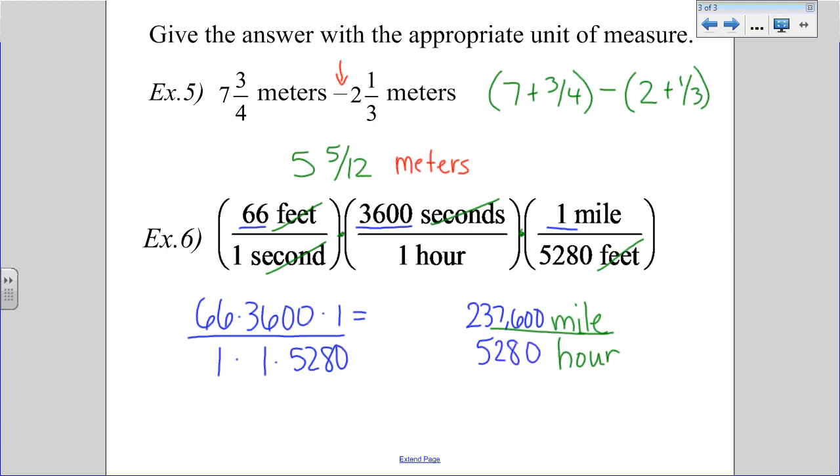We get 5,280. Hopefully that simplifies. So I'm going to take 237,600 and divide it by 5,280. That divides out evenly. We get 45. And what this mile over hour means is 45 miles per hour. What you actually calculated from all of that is speed. So this comes from, if I have 66 feet in 1 second, and I know there's 3,600 seconds in an hour, and 1 mile makes up 5,280 feet, that together, all of those components will give me a speed of 45 miles per hour.